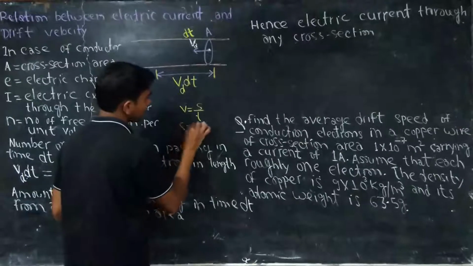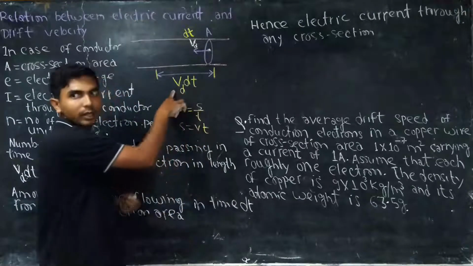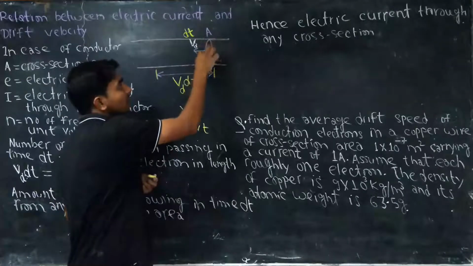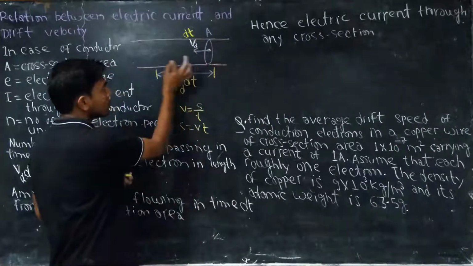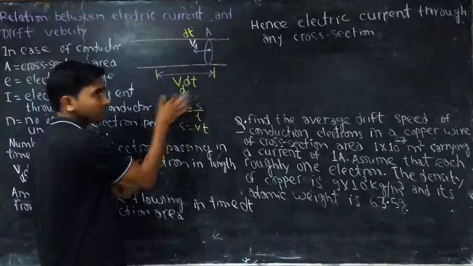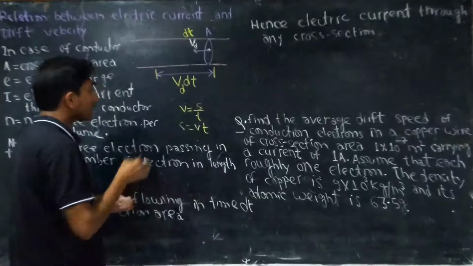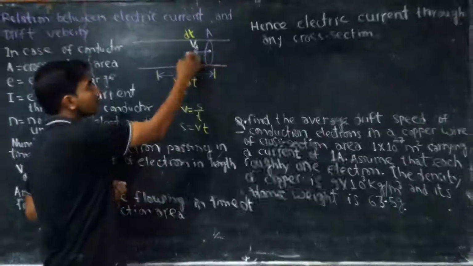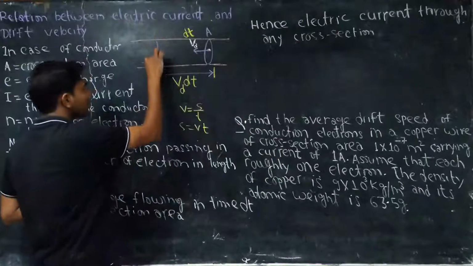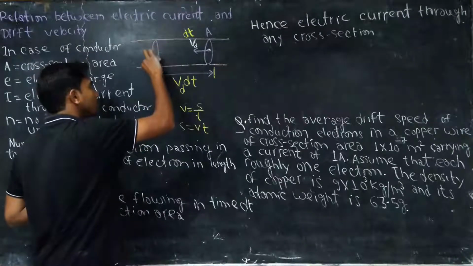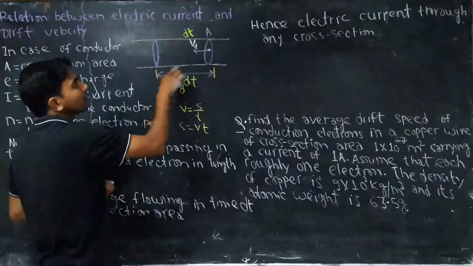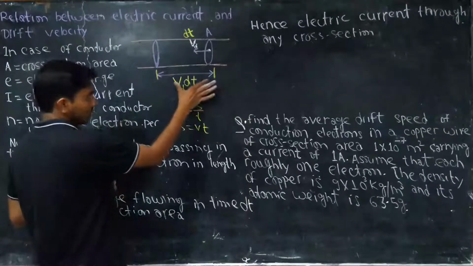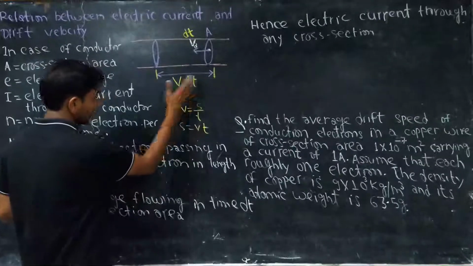So displacement is equal to v into t, and here velocity is vd, and I am taking time as dt. So the electron which is present in this area is able to move by what length? This length, right? So in dt time, the electron which was present here moves to this one, right? So in vd dt, this one came to this one, right?